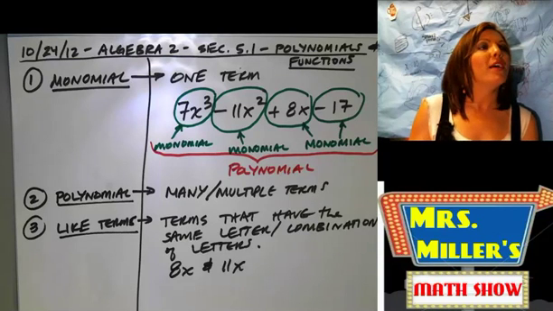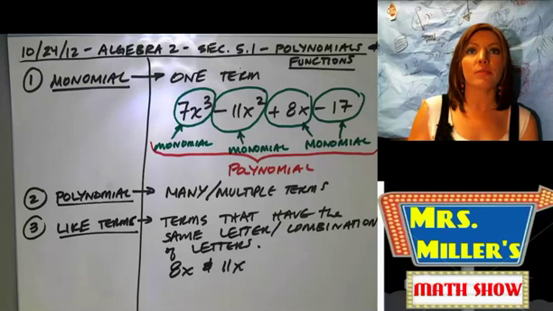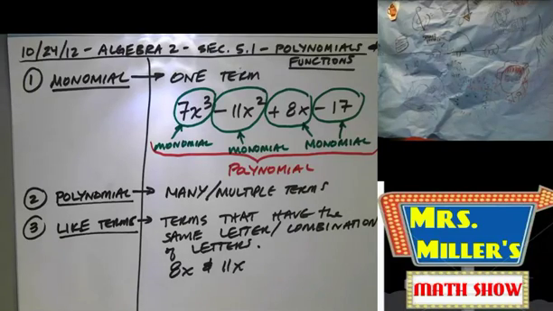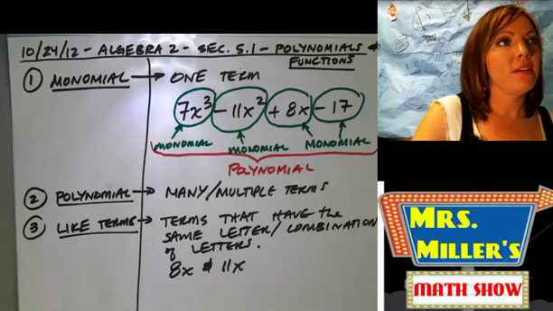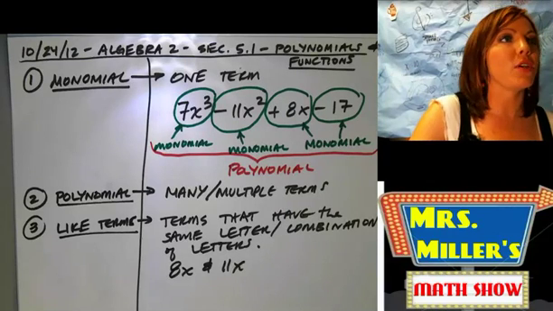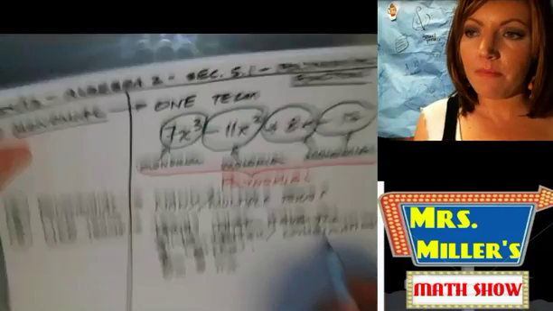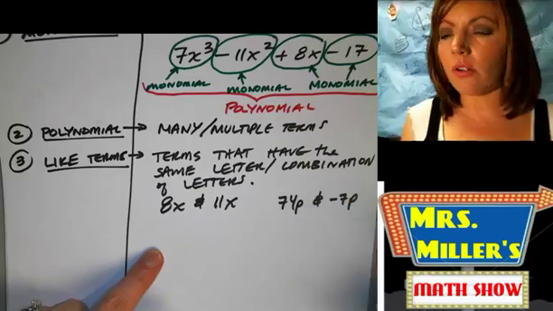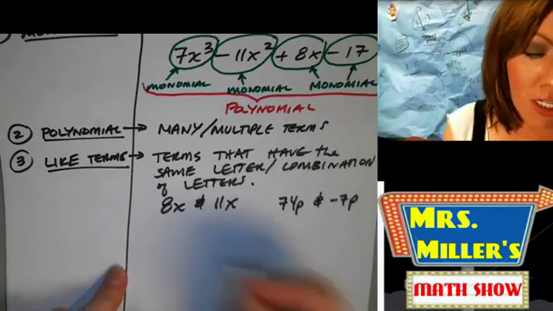Okay, so now, can somebody give me another pair of like terms? Somebody give me another pair of like terms. Get creative with the letters that you're using. Cole? 7p and negative 7p. All right, everybody give it up for Cole.